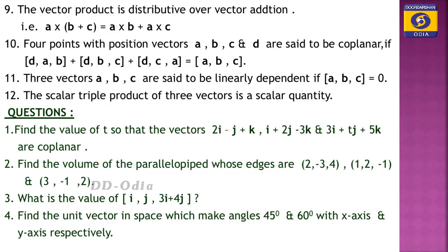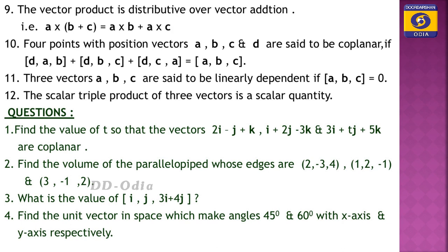Again, similarly, the vector product is also distributive over vector addition. A cross (B plus C) we also say is A cross B plus A cross C. Similarly, 4 points with position vectors A, B, C and D are said to be coplanar if DAB scalar triple product plus DBC scalar triple product plus DCA scalar triple product is equal to ABC scalar triple product.